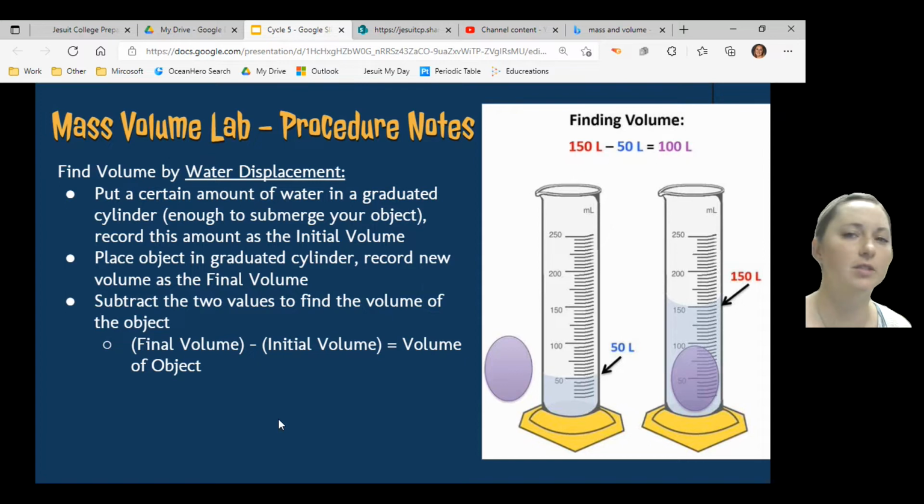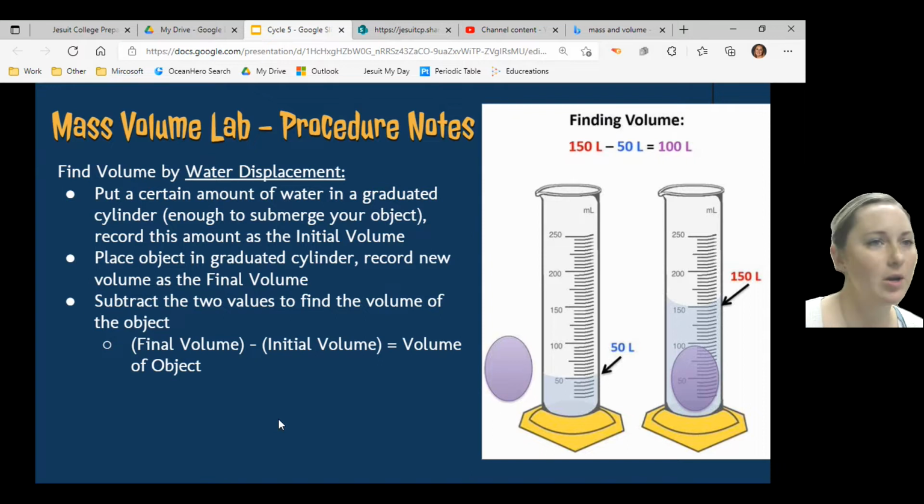And I get asked this every single time. How do I get the object out of the graduated cylinder? So guys, you just have to take it and pour the water back out and then catch the object in your hand. Yes, there's going to be probably some spillage of water. That's fine. Use paper towels to clean it up.